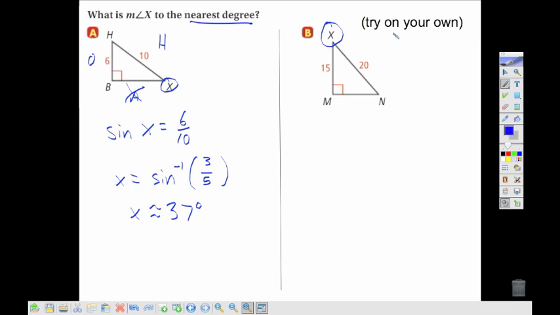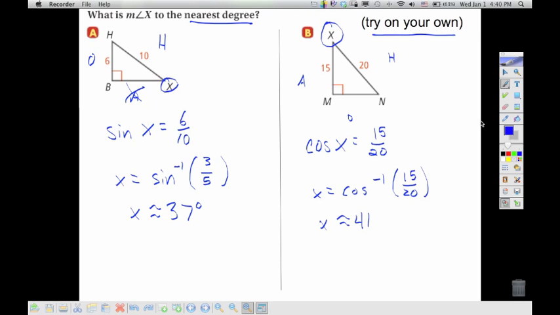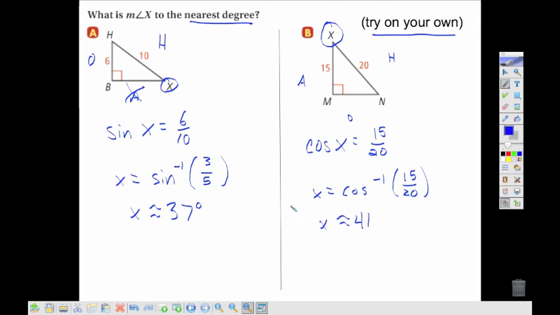Okay, for the next one, we're looking for angle x, which is up here. Now I want you to try this on your own. Pause it and see if you can set that up on your own. Okay, and you should have gotten x is equal to 41 degrees.